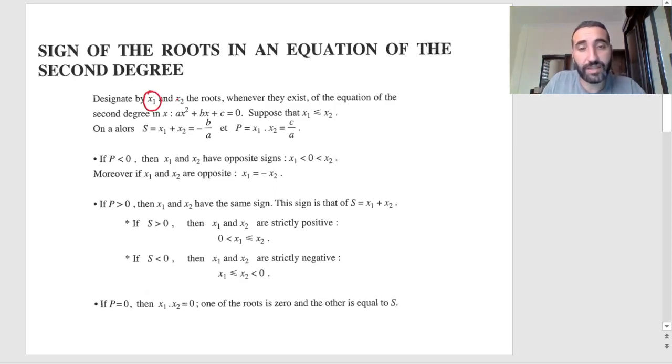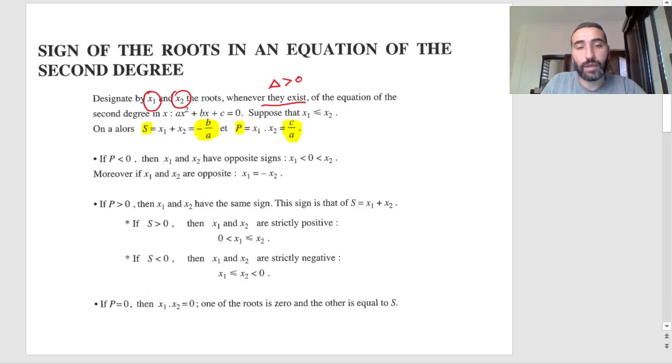Let's say that x1 and x2 are the roots of the quadratic equation when they exist. Of course, when they exist means delta is positive, and we will use this in this lesson too. The equation of the second degree is ax squared plus bx plus c equals 0. Suppose that x1 is always the smaller and x2 the larger. Also we should remember that the sum of the roots is equal to minus b over a and the product of the roots is c over a. We took them in the previous lesson and will use them.